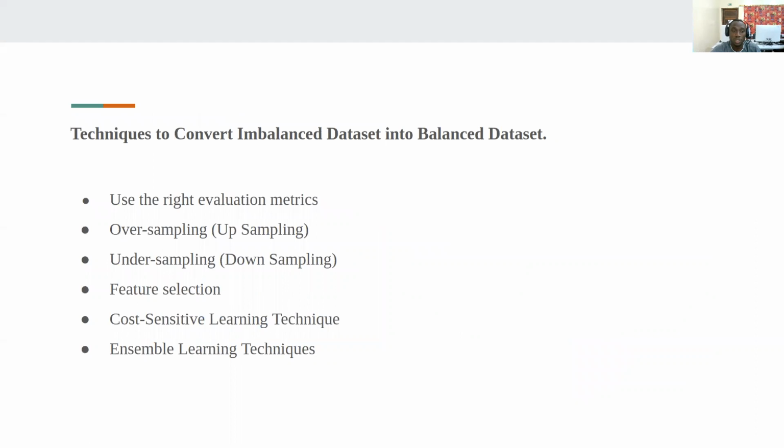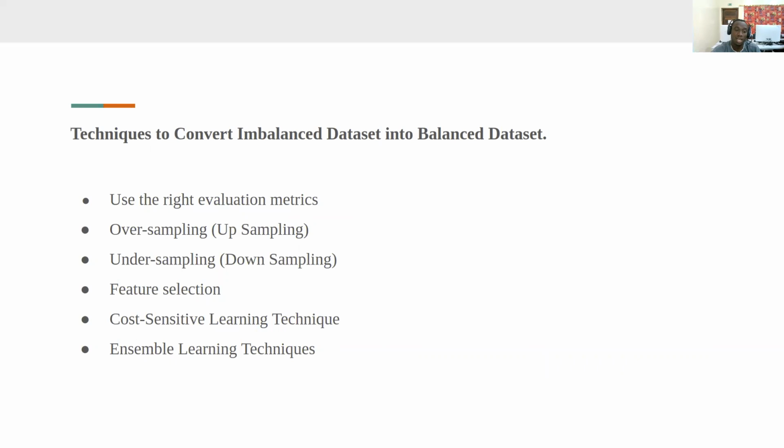Now, techniques that you can use to convert an imbalanced data set to a balanced data set: you can use the right evaluation metrics, like F1 score, AUC score, and confusion matrix, and also oversampling, or upsampling. Oversampling is when you increase the negative values to balance with the positive values that are highly represented. And this method has a problem. The problem is that it can overfit, but no information is lost during the process.